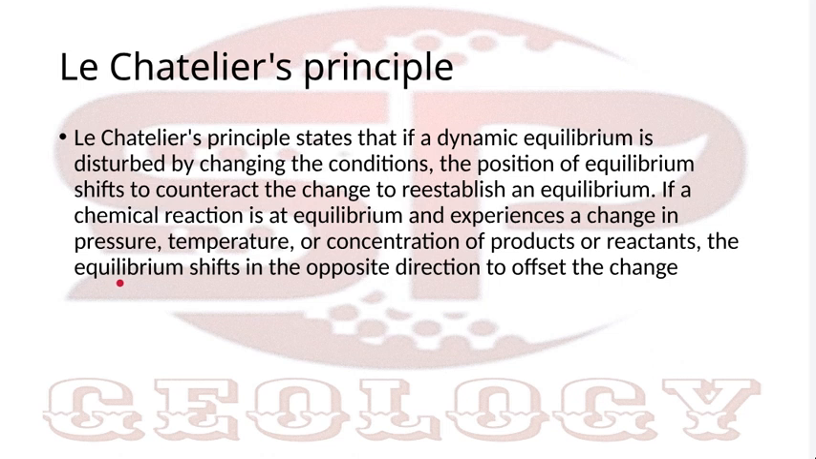Le Chatelier's principle. If a reaction is at chemical equilibrium and anything changes, like temperature or pressure, then the equilibrium will break. The reaction will start again. Either R forward will be greater or R reverse will be greater, and then again spontaneously they will achieve equilibrium.